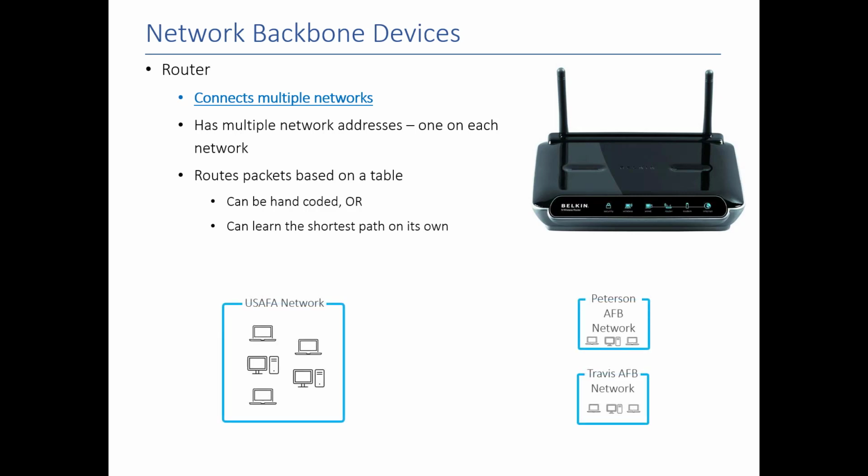So here, for example, if we had 3 networks, for the USAFA network and 2 Air Force bases, you would have the routers sit here and they would be connected to each other. There's no guarantee that every router is connected to every other router. Instead, this router, the USAFA router, would learn that it's connected to Peterson, and Travis would learn that it's only connected to USAFA. So basically, they are figuring out that if I'm in Travis and I need to get a message to Peterson, I have to send the message to the USAFA router, who in turn will know to send it to Peterson.